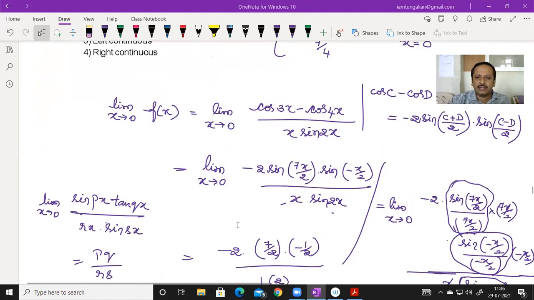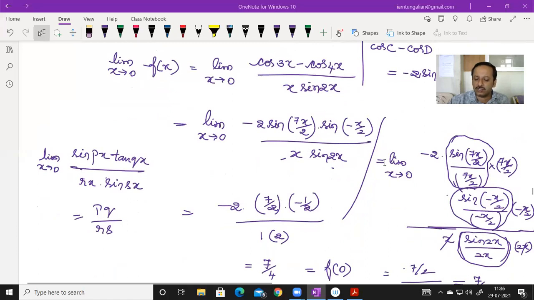Shortcut in 110. Okay, shortcut till here, there is no shortcut. After this, use cos A minus cos B formula, we got this stage. After this, this minus 2 you retain as it is. Write the coefficient of 7x by 2, which is 7 by 2. Write the coefficient of minus x by 2, that is minus 1 by 2, divided by 1. Write the coefficient of x, in this case it is 1. Write the coefficient of x here. Sin 2x is there, the coefficient of x is 2. That's all.